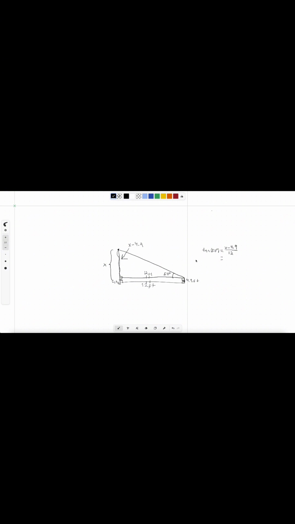Then we can start solving for x to get the height of the house. First we can multiply both sides by 12, which gives 12 times the tangent of 50 is equal to x minus 4.9. And 12 times the tangent of 50 is approximately equal to 14.3. So 14.3 equals x minus 4.9. Then we add 4.9 to both sides to get x by itself, which is 19.2. Which means the height of this house is about 19.2 feet tall.